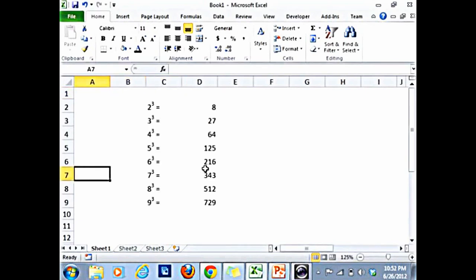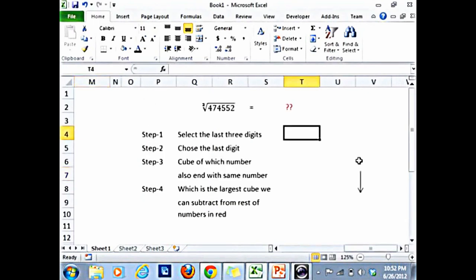So here is the table. We have 2 cubed is equal to 8, 3 cubed is equal to 27, and similarly we have 4, 5, 6 and all these cubes here. You need to remember these cubes to get the cube root of a large number. Now I have 4 basic steps to get the cube root of a large number.